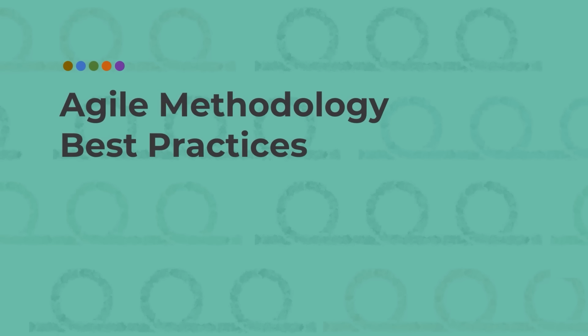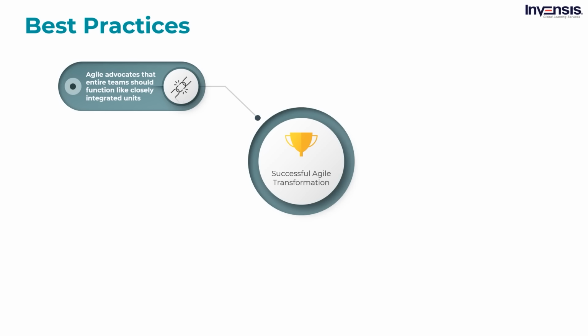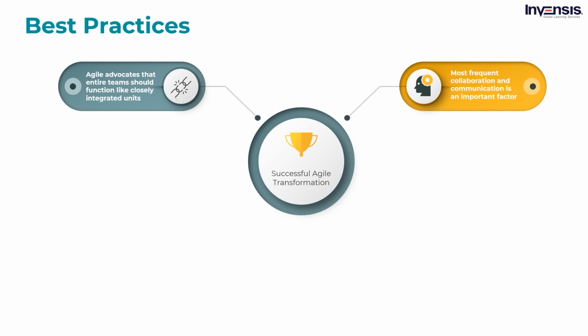Let's quickly go through a few of the Agile best practices. Agile advocates that entire teams should function like closely integrated units. This includes teams like project management, developers, quality assurance, and the customer. More frequent collaboration: the Agile teams should attend daily meetings so as to decide on the day's work and dependencies. This is because constant communication is considered one of the most important factors essential to team integration.